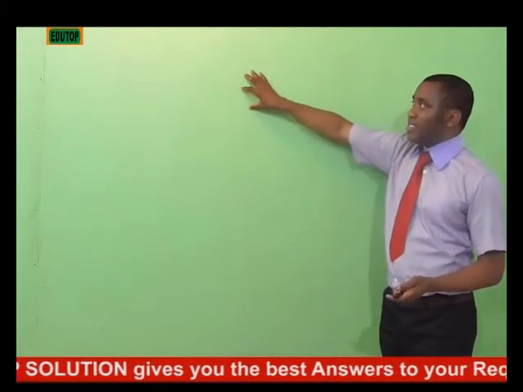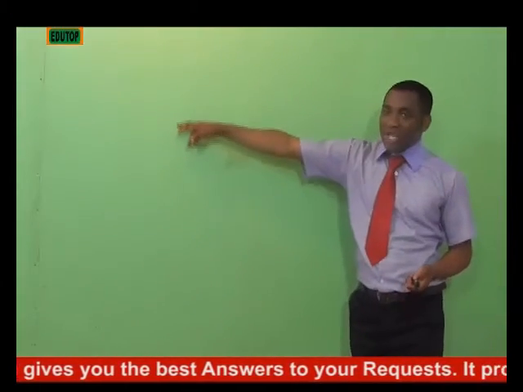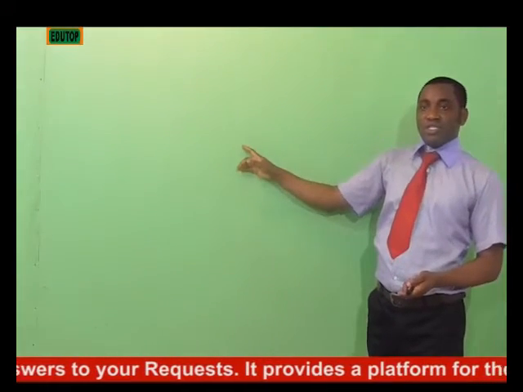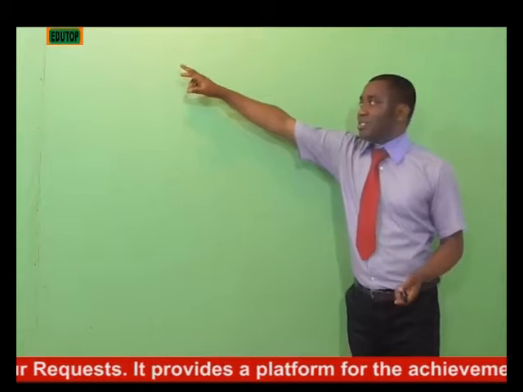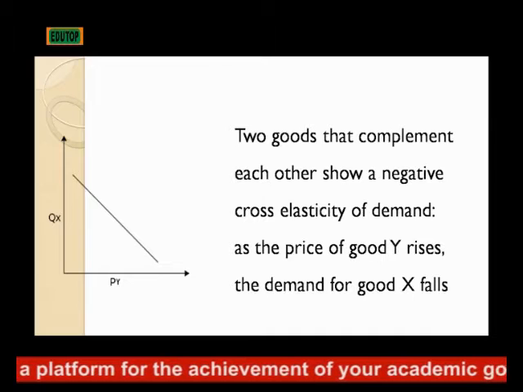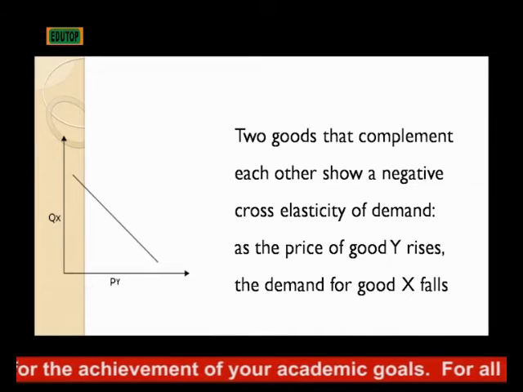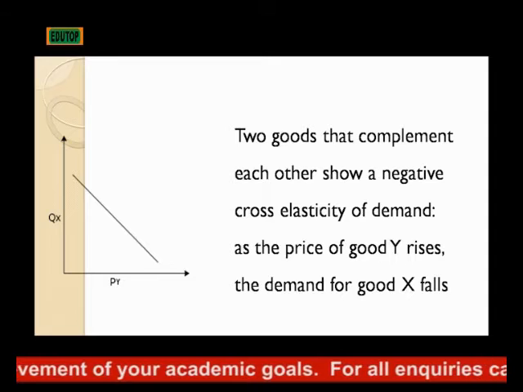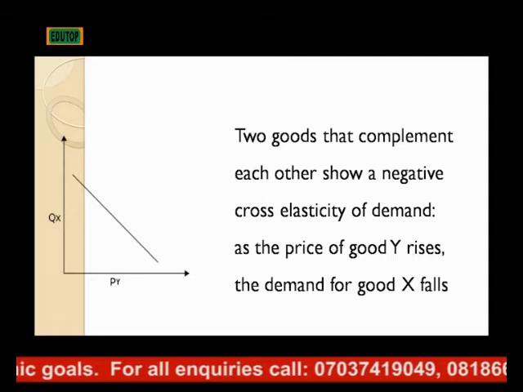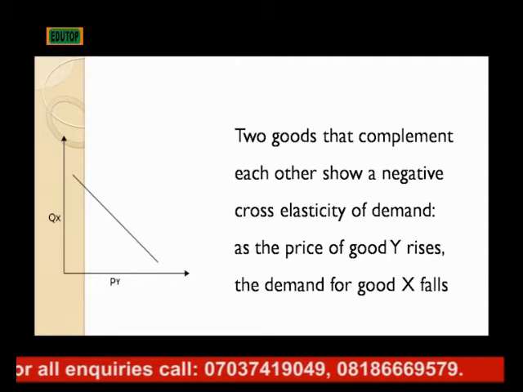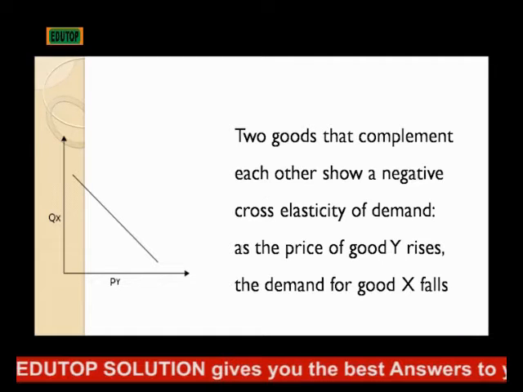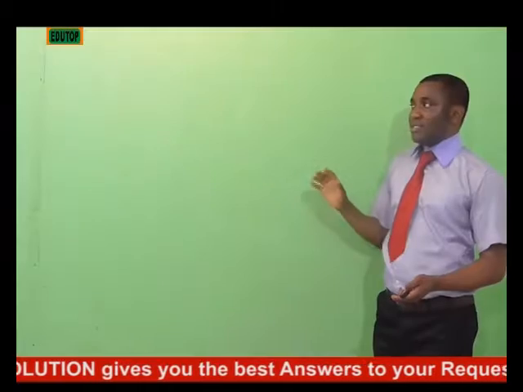Why is it negative? It's because an increase in the price of one will lead to a decrease in quantity demanded of the other one. We depict it with a demand curve that shows a negative relationship between price and quantity demanded. As shown on the screen, the demand curve shows the relationship between price and quantity demanded. Two goods that complement each other have a negative cross elasticity of demand.